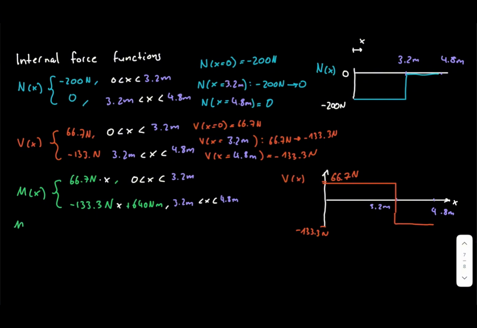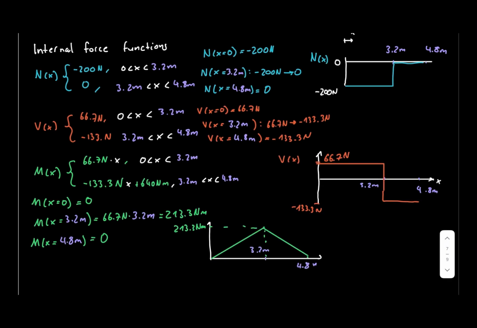Let's check the bending moment. At A, where X equals 0, the moment is 0. At the load position, X equals 3.2 meters, the moment is 213.3 Newton meters. At B, where X equals 4.8 meters, the moment returns to 0. That makes sense for a simply supported beam.